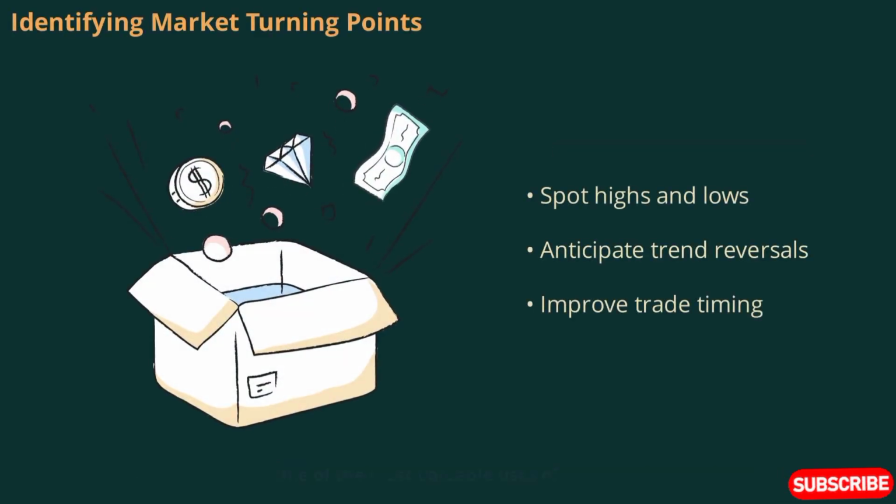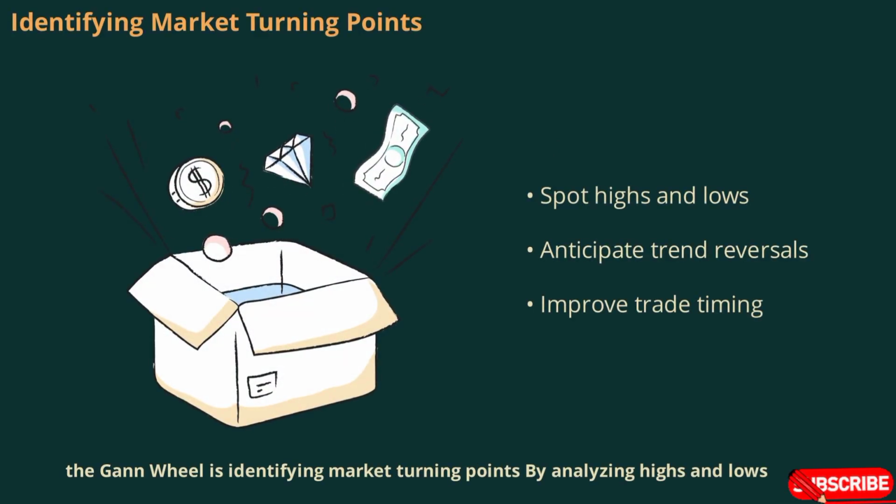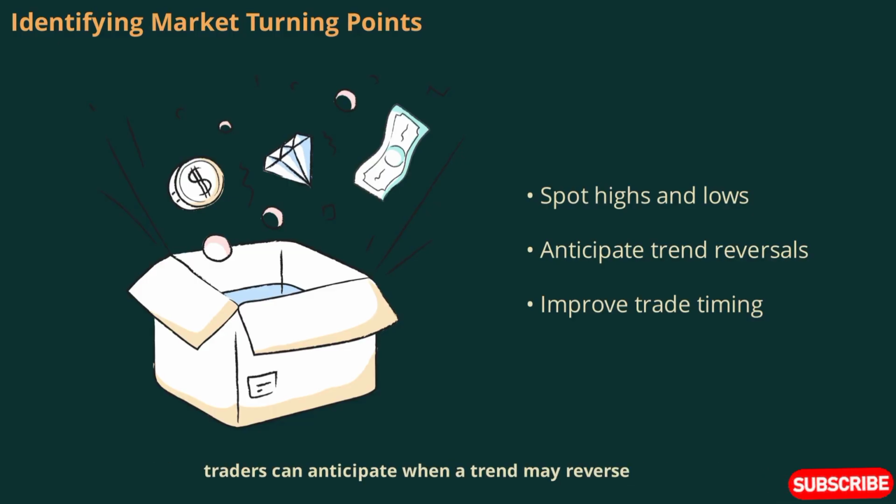One of the most valuable uses of the Gann wheel is identifying market turning points. By analyzing highs and lows, traders can anticipate when a trend may reverse. This insight is crucial for timing entries and exits, maximizing profits and minimizing losses. The Gann wheel provides a systematic way to spot these pivotal moments in any market.